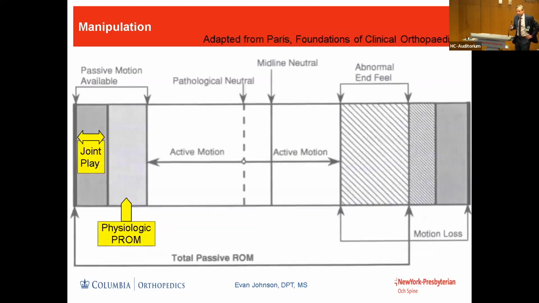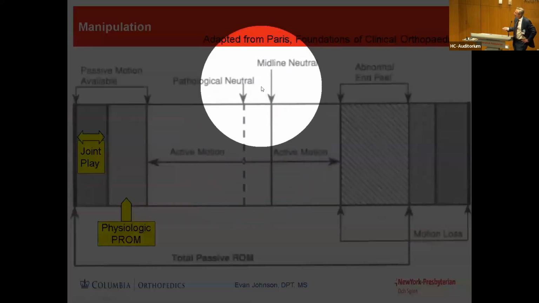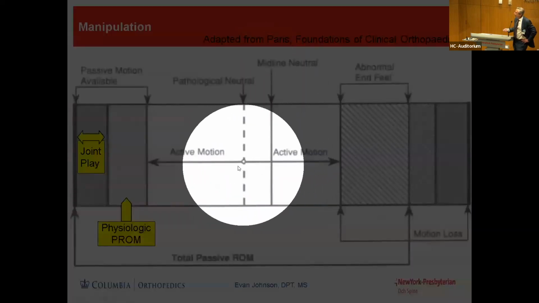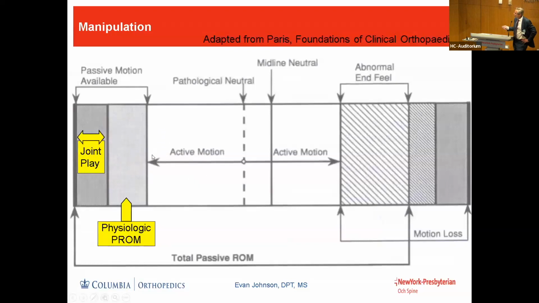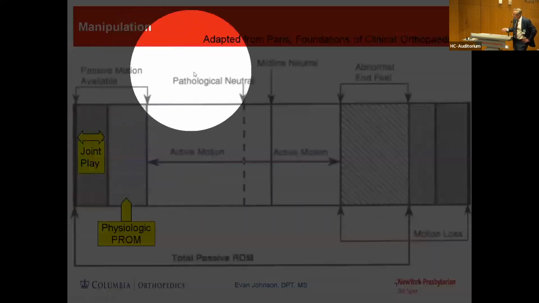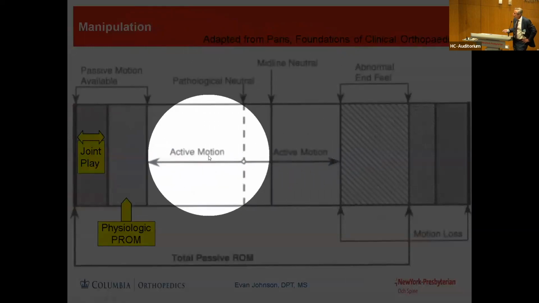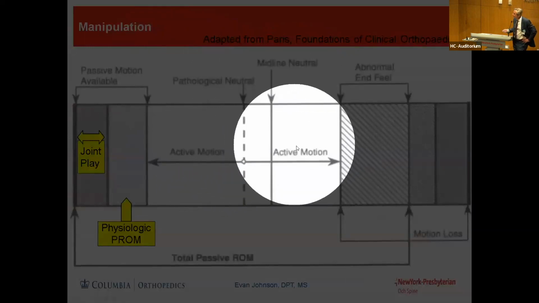I thought this might be a nice way to look a little bit at the mechanisms here. What you see here, and this is based on a Stanley Paris model, is a midline neutral for the joint. The end of motion there, you see the neutral, then you look all the way to the left, you see the passive motion available, and the joint play at the end. If you look to the right, there's a pathology, or there's a lack of mobility to the right. So what we see here is that the active motion is much smaller than to the left. The pathology is here to the right.